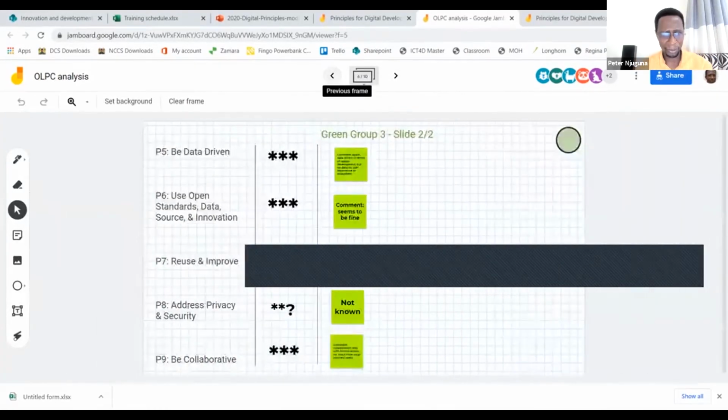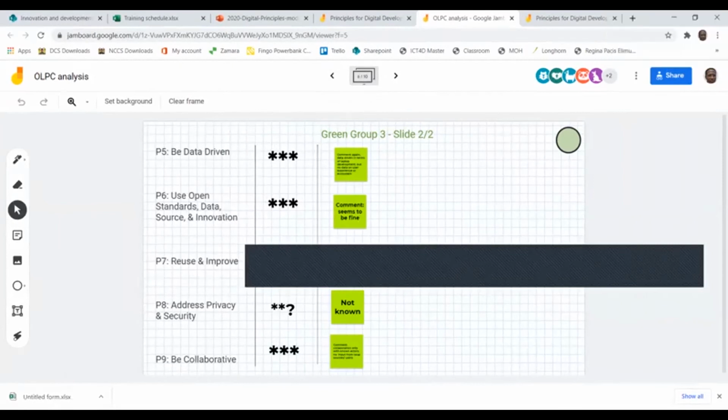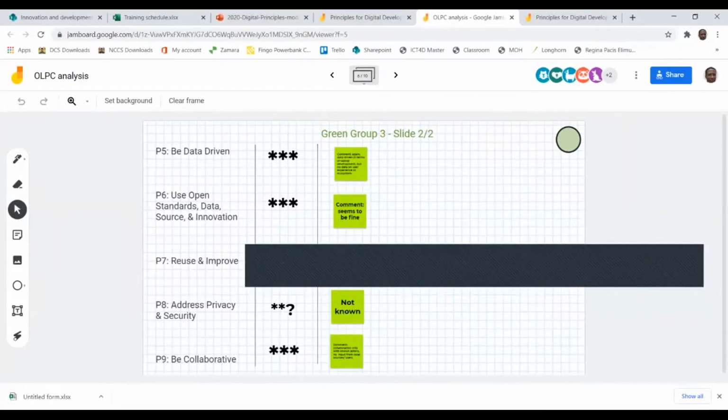I can see in group 3 there is a question mark on Principle 8, addressing privacy and security. You want to say something? Yes, we didn't have any knowledge about that one. Maybe this video was cut before that kind of information was given, but we don't know if children's privacy or security was somehow considered. The only hint was about stealing the tool itself.